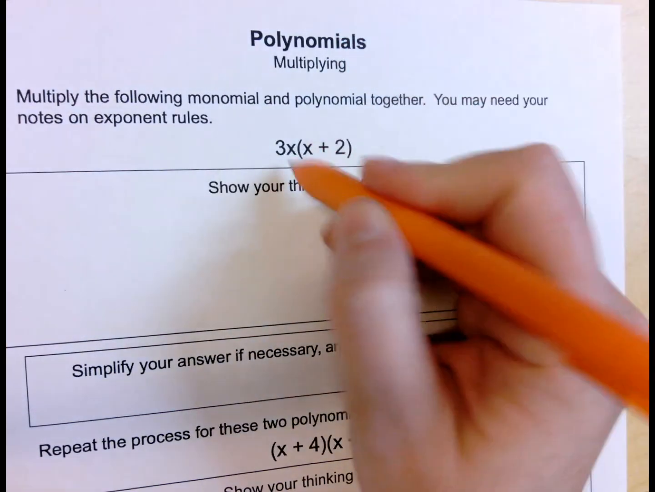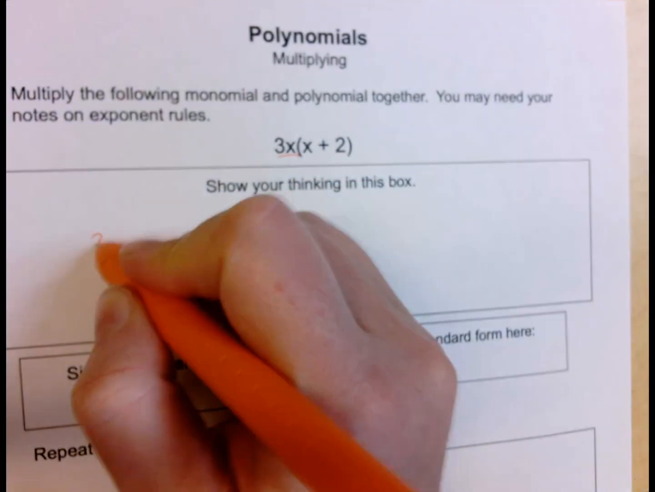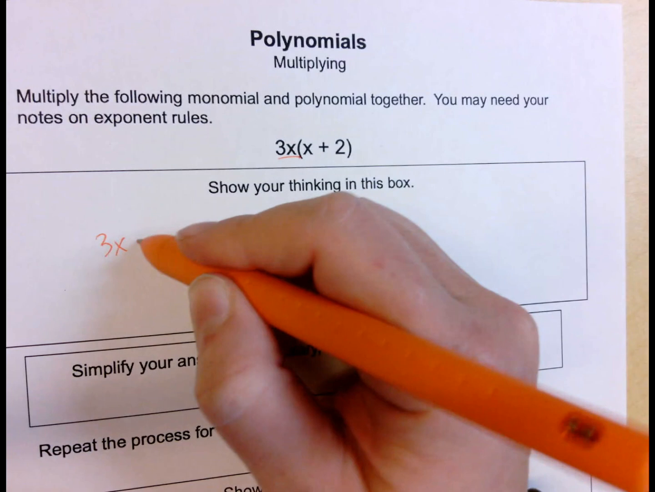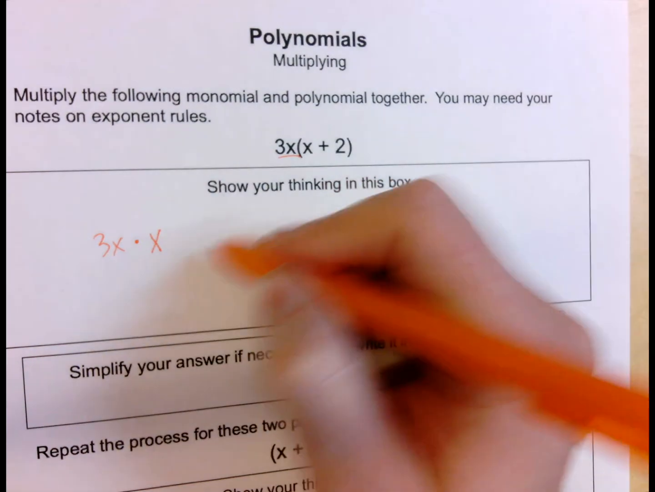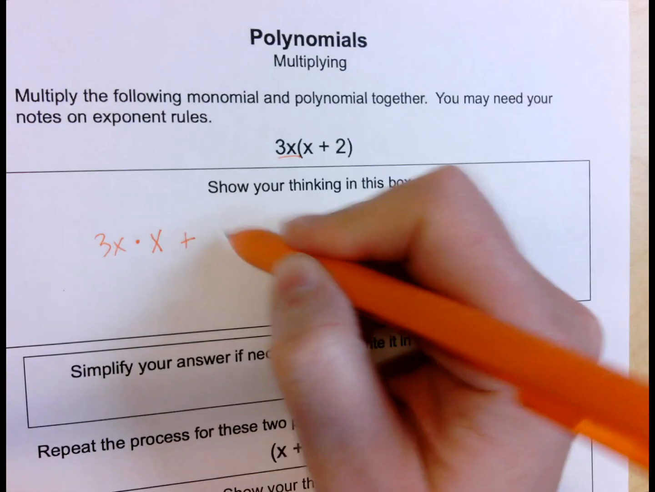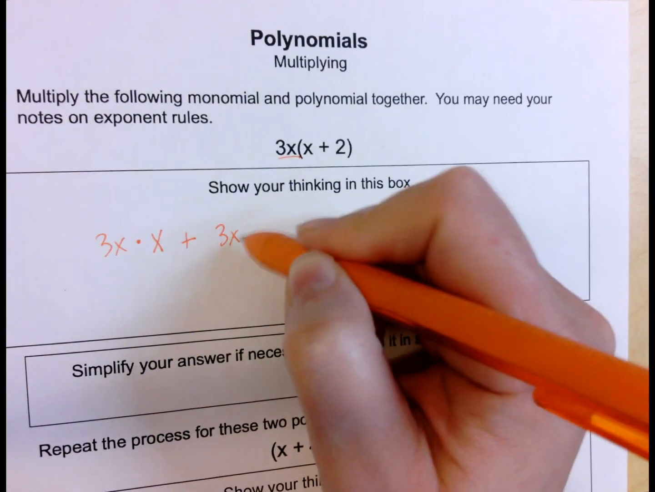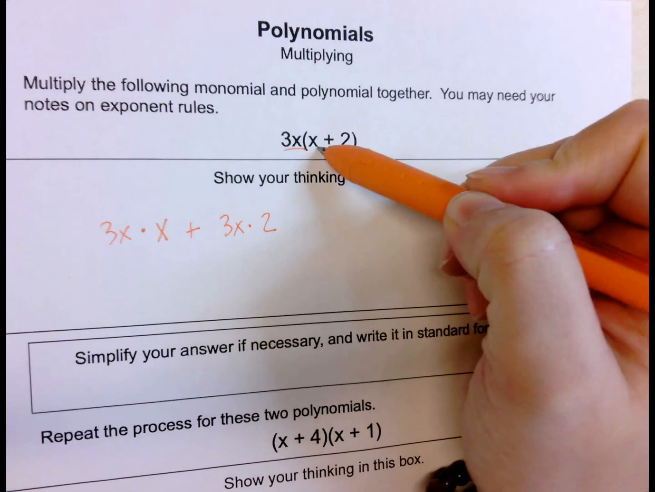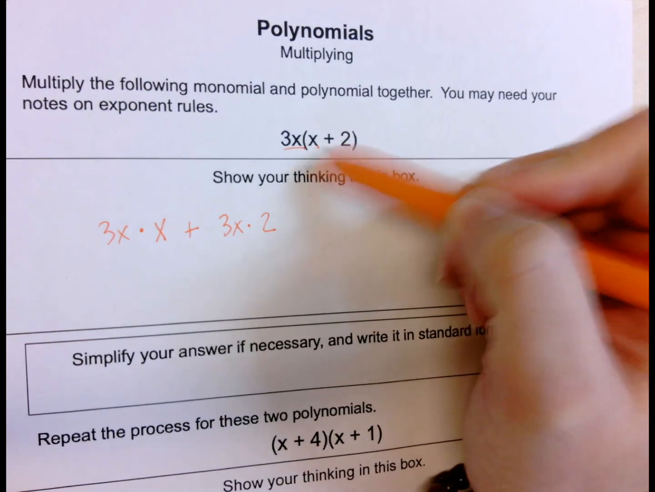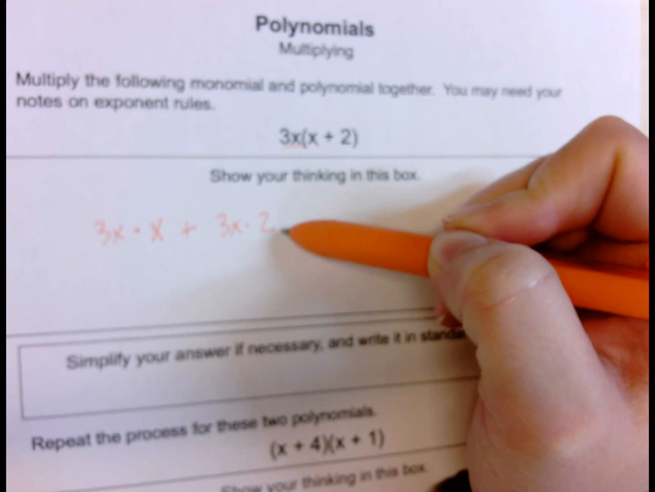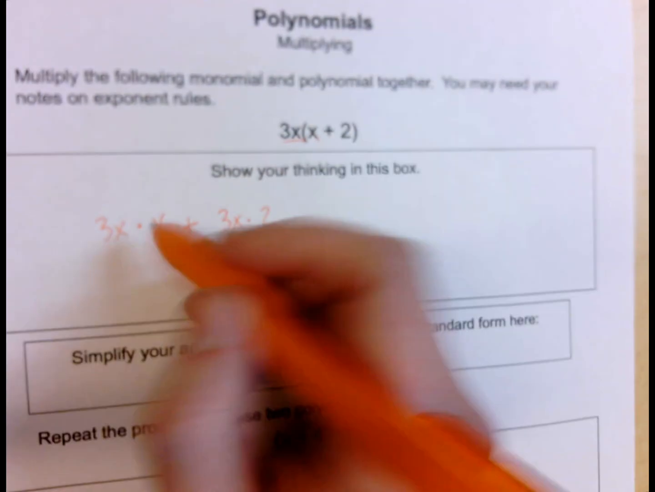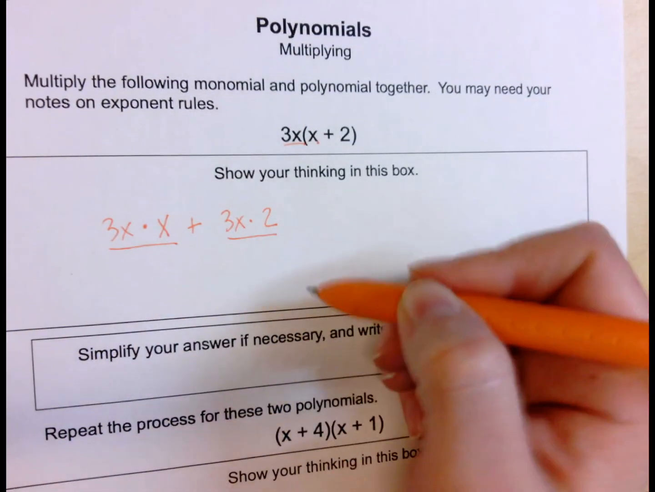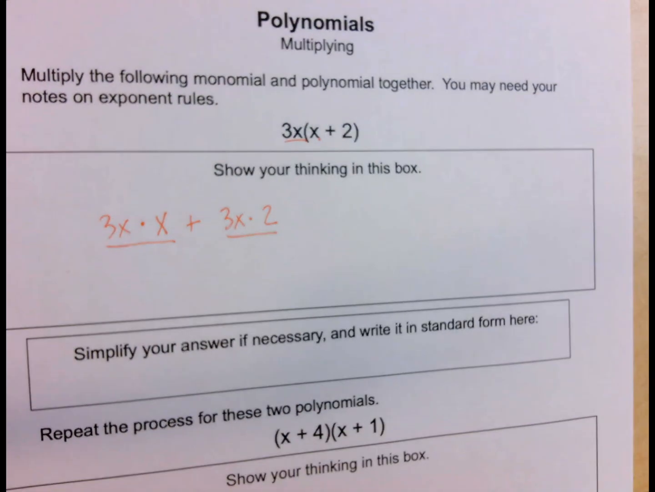So what we have is a 3x, and we're going to multiply it by x, and then we're going to take a 3x and multiply it by 2, and we're going to add those things together, because the 3x is being multiplied by the x, which is being added to the 3x being multiplied by the 2. And so we're going to multiply these things together and these things together and then simplify.